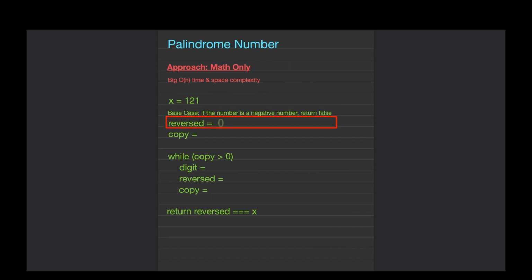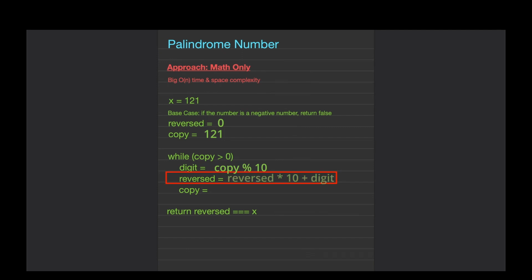We'll initialize a variable named reverse with 0 as its value, and a variable named copy that will assign the value of our input number. Next, we'll set up a while loop that will iterate as long as copy is greater than 0. The first thing we'll do inside of the while loop is grab the last digit of our number by using the modulo operator with the divisor of 10.